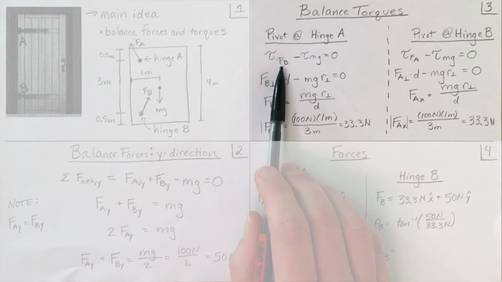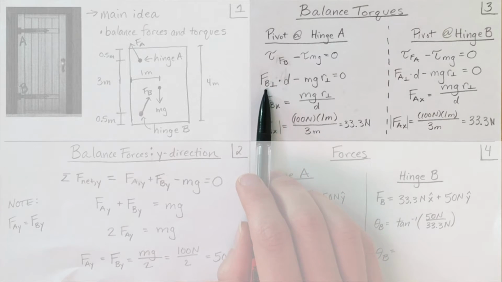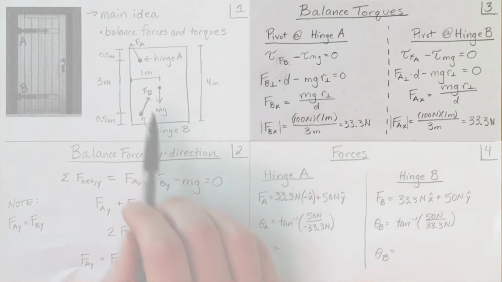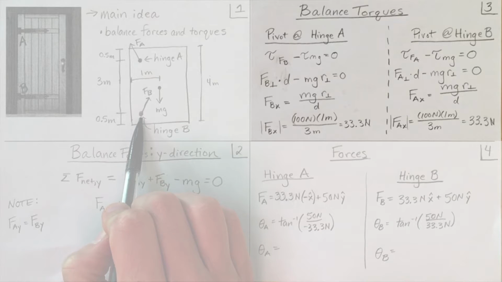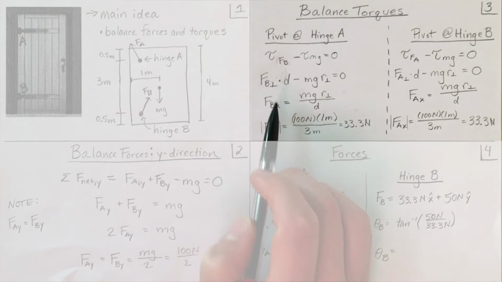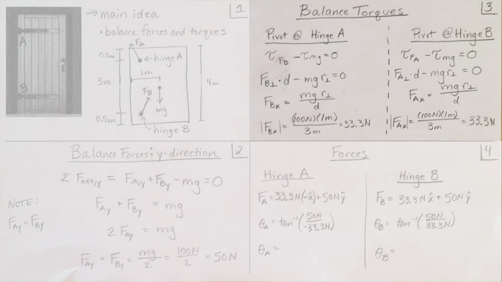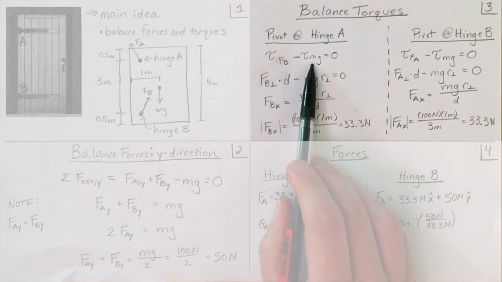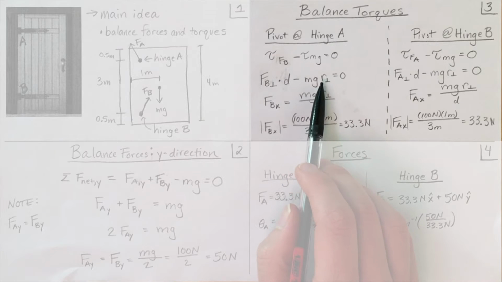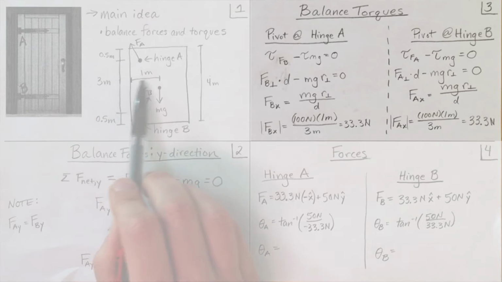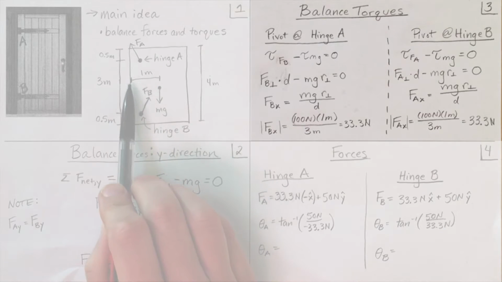We can write the torque due to the force on hinge B as the perpendicular component of FB times the distance it is from the pivot. In this case, the distance from the pivot is 3 meters, and the perpendicular component is the x component of the force at hinge B. We can write the torque produced by gravity as mg times the lever arm. This is 1 meter away from the pivot, the perpendicular distance that gravity acts away from the pivot.